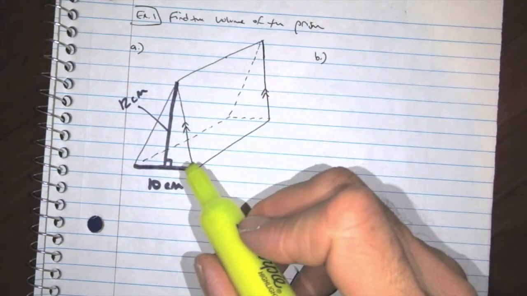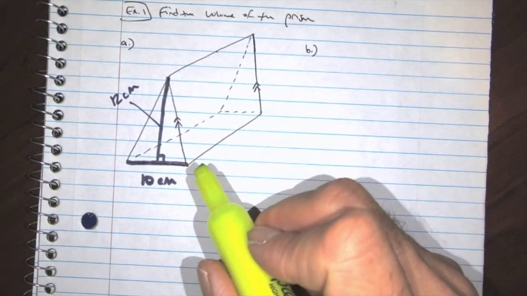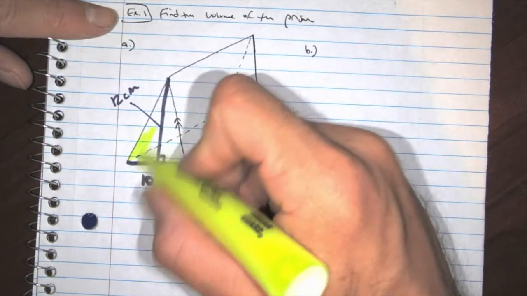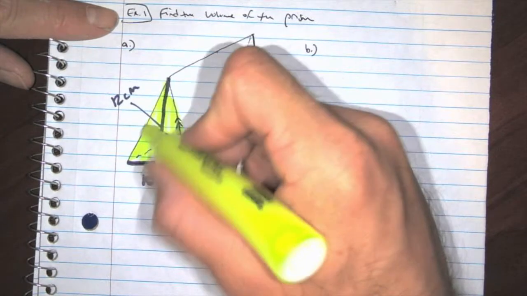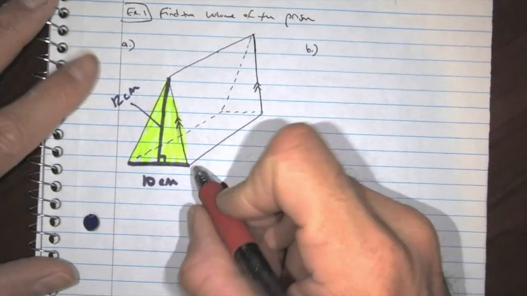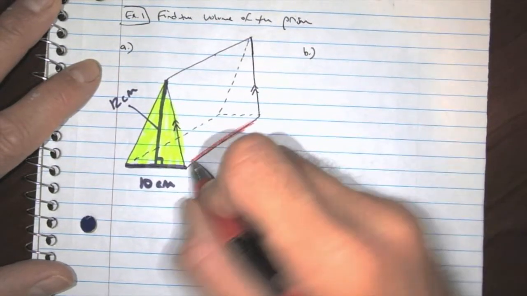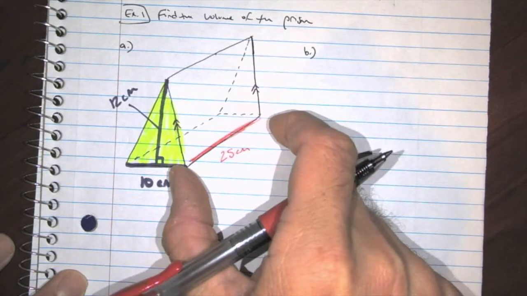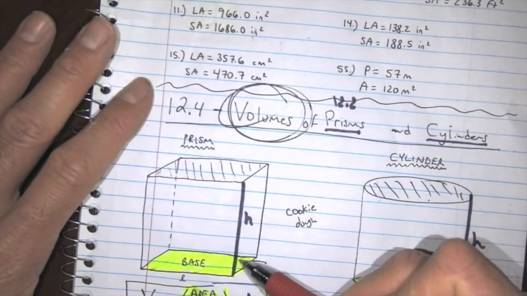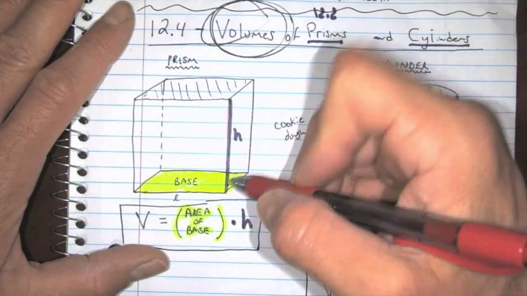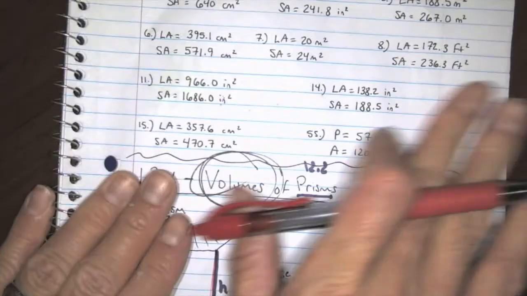Now, be very careful with how I say this. This is the height of the base triangle. Ready for this? I hope you're ready for this. This is the height of the prism. They're not the same thing, everybody. This is the height of the prism. Remember, the height of the prism connects the base to the other base. That's the height of the prism.